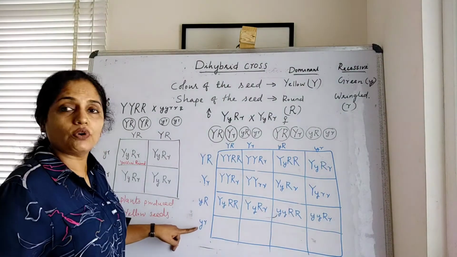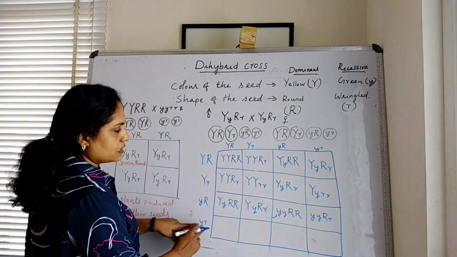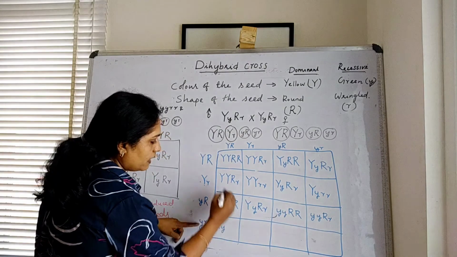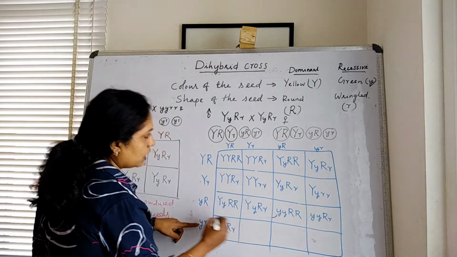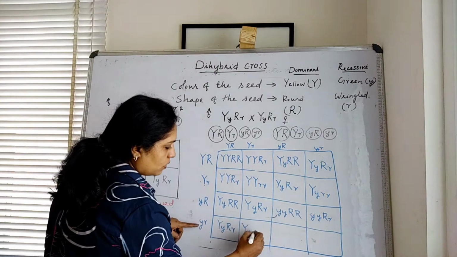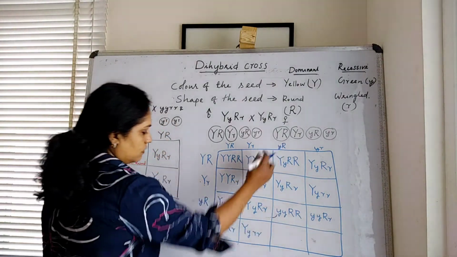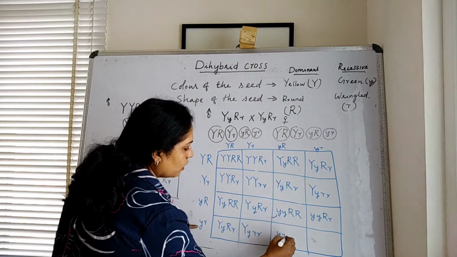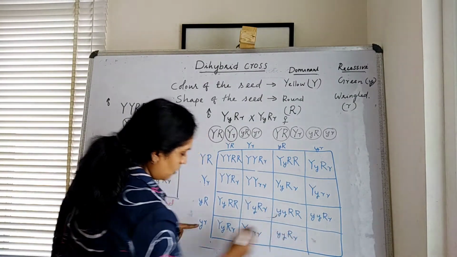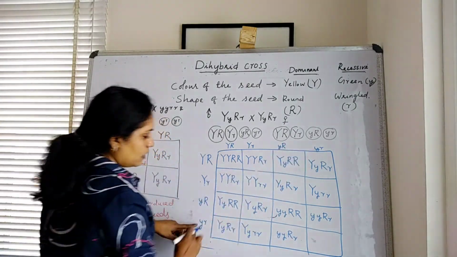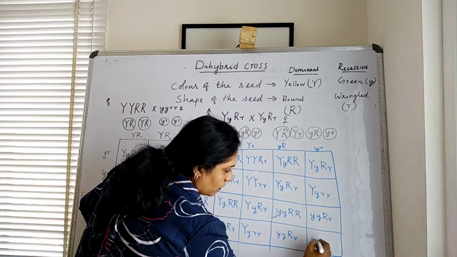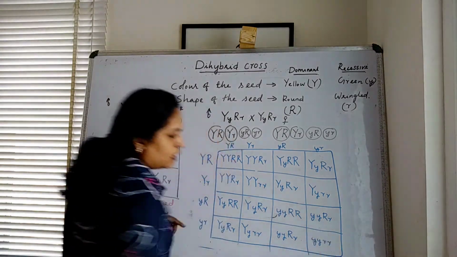Now we are going to the fourth gamete, small y and small r. Here capital Y, so capital Y, capital R, small r. These two: capital Y, small r and small r. This one: small y, then r. One capital R there, capital R and one small r here. Then these two have only small letters: small y, small r, small r.